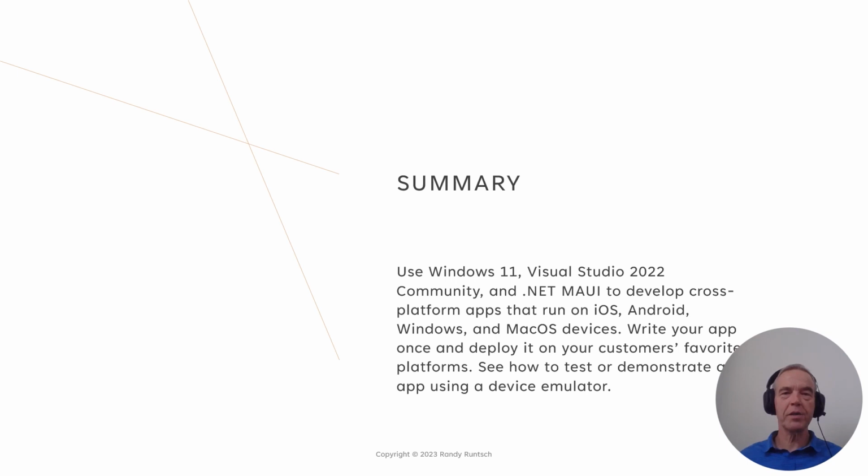In summary, Windows 11, Visual Studio 2022 Community, and .NET MAUI provide a toolkit to build cross-platform apps using the C# and XAML languages. With these tools, you can write your app once and deploy it to your customers' preferred platforms. You can also use an emulator or simulator to test an app, let potential users or customers try it out, or to give demos.